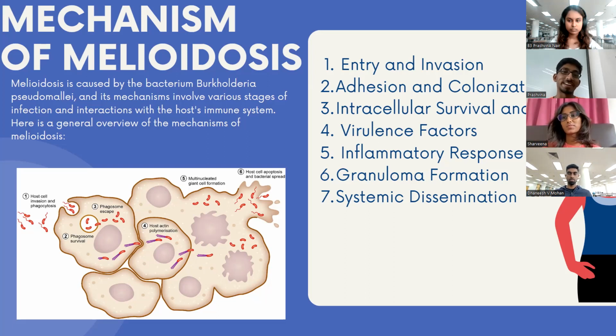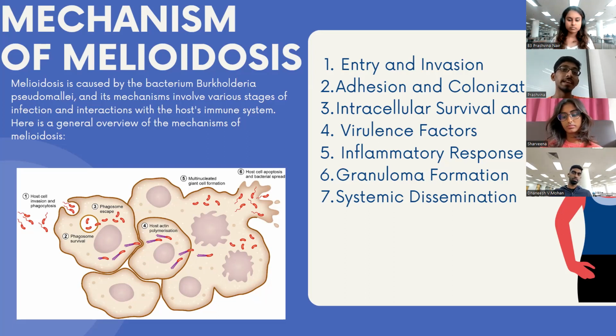I'll be explaining the mechanism of melioidosis. So, melioidosis is caused by the bacterium Burkholderia pseudomallei. It is a mechanism involving various stages of infection and interactions with the host immune system. Here is a general overview of the mechanism of melioidosis. As you can see here, there is a simple diagram of how a bacterium infects a healthy cell to multiply. So the first one is entry and infection.